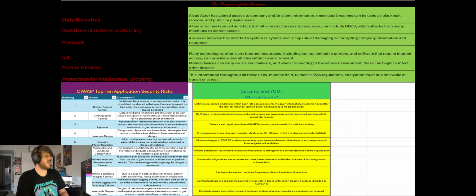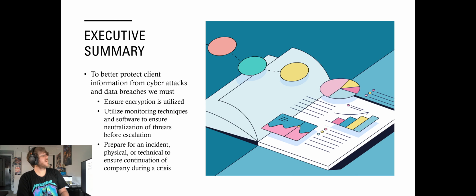Here is the infographic. And then the executive summary: we need to make sure that we're protecting our information as much as we possibly can using, say, encryption and monitoring techniques, and that we're neutralizing threats before they can escalate and become a problem. This includes making sure that we are prepared for any incident, and hopefully this guide provided that.